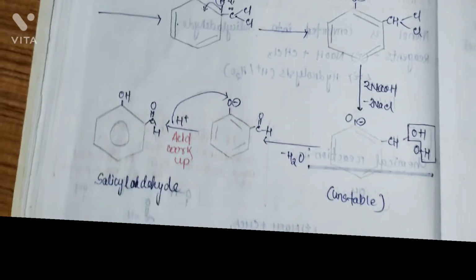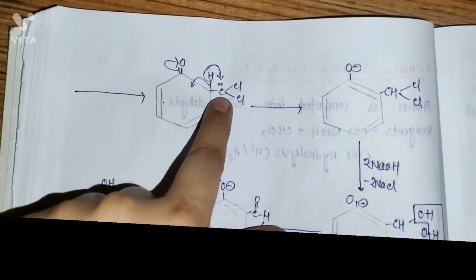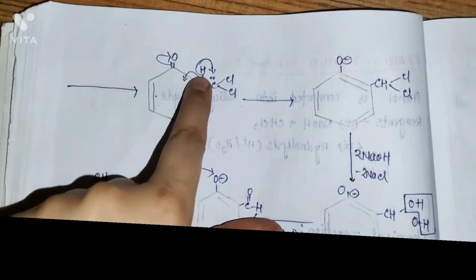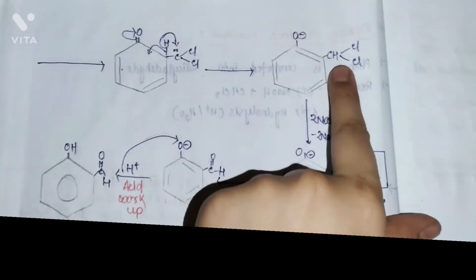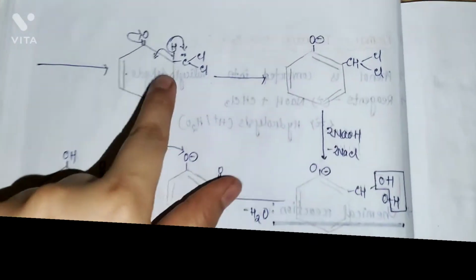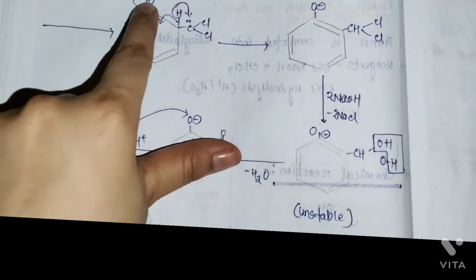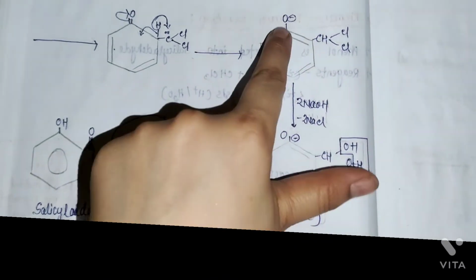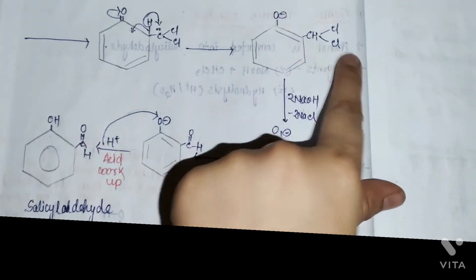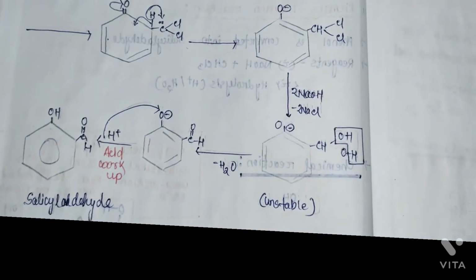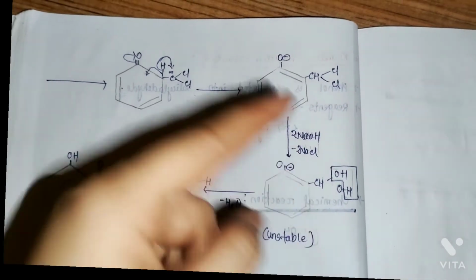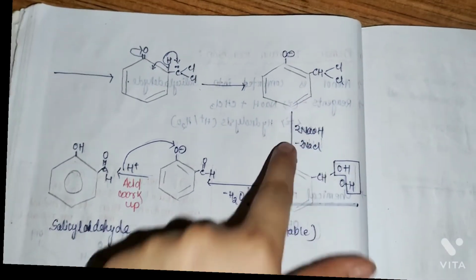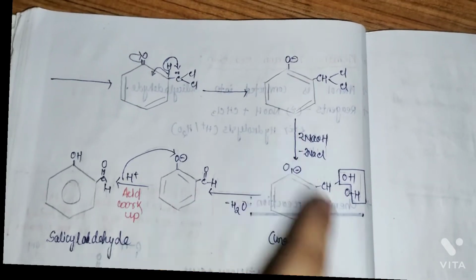So what will happen? This carbon now contains 3 bonds and a lone pair. So the hydrogen will shift towards the carbon, that is CHCl. This bond will shift here and this bond will shift towards the oxygen, that is, oxygen will get negatively charged, and this is CHCl. Now there will be addition of 2 NaOH.